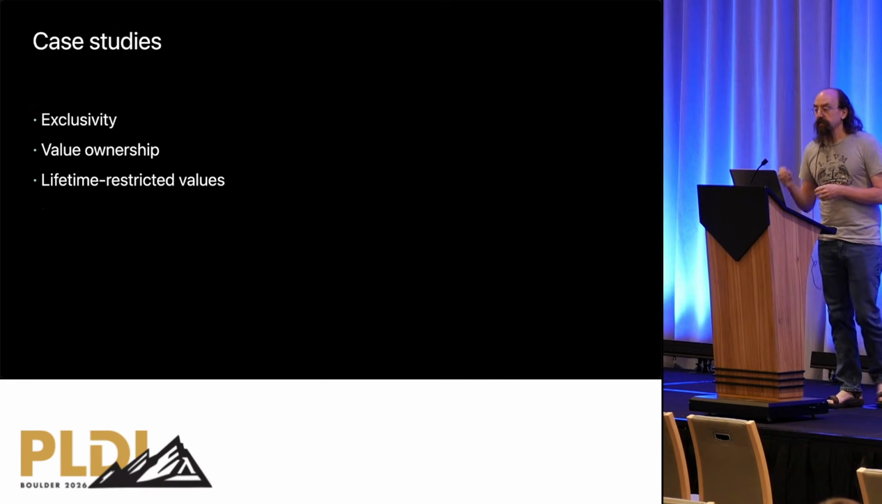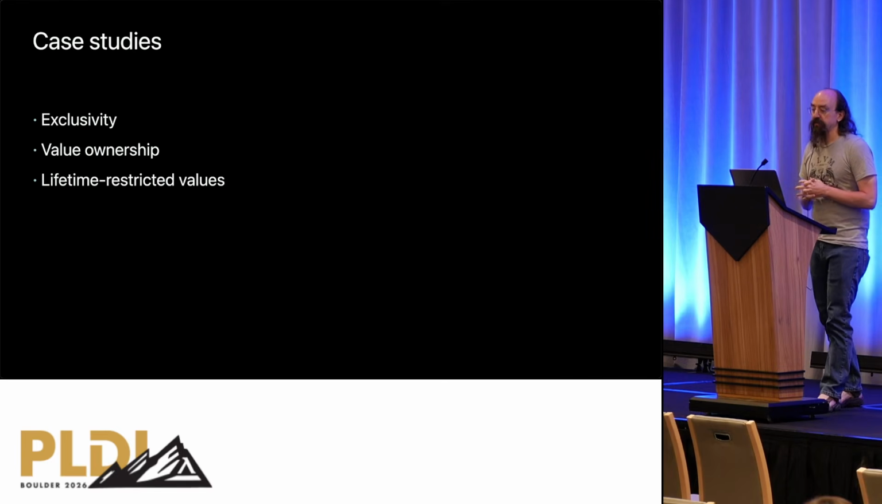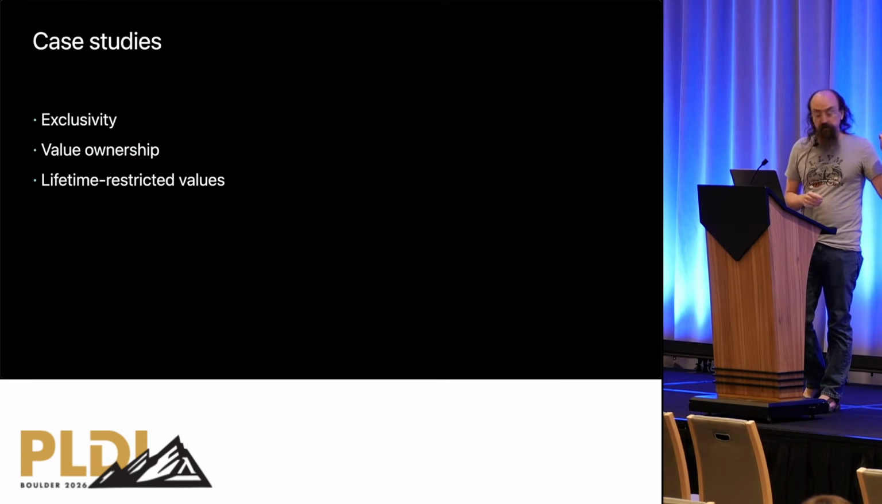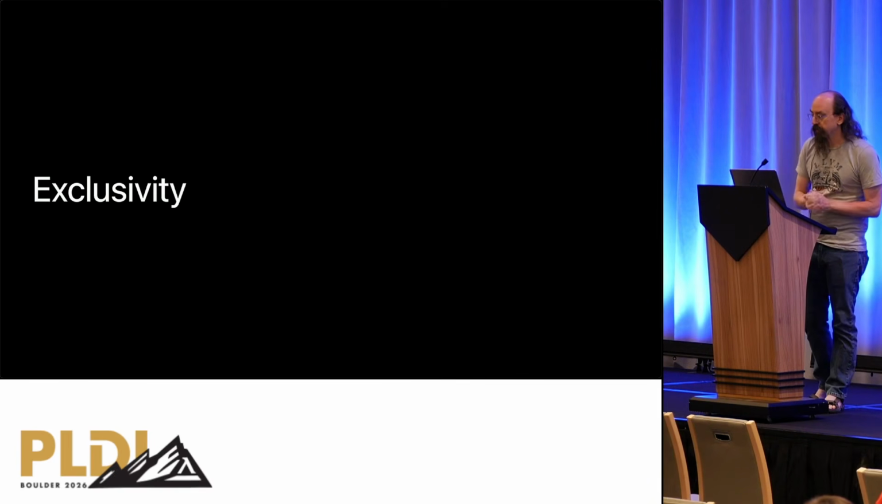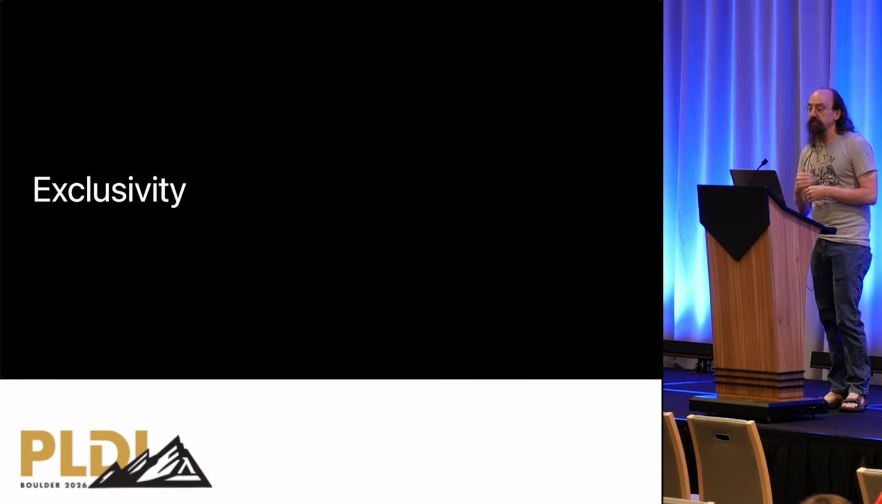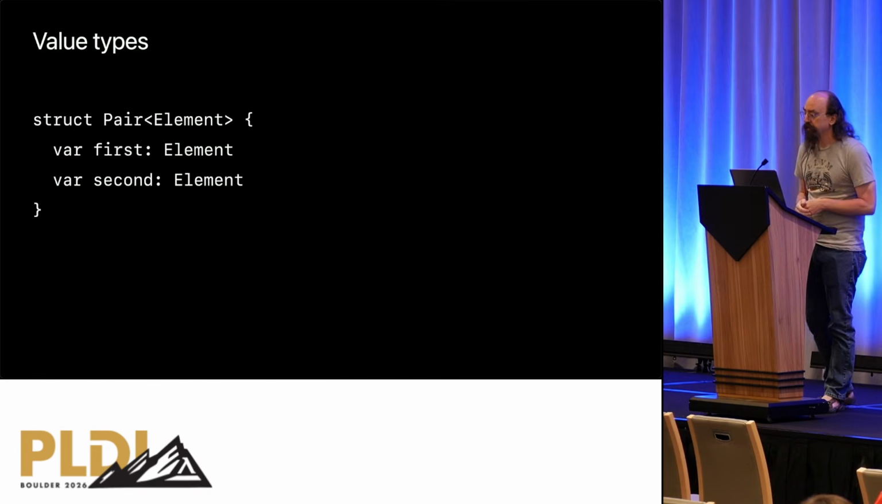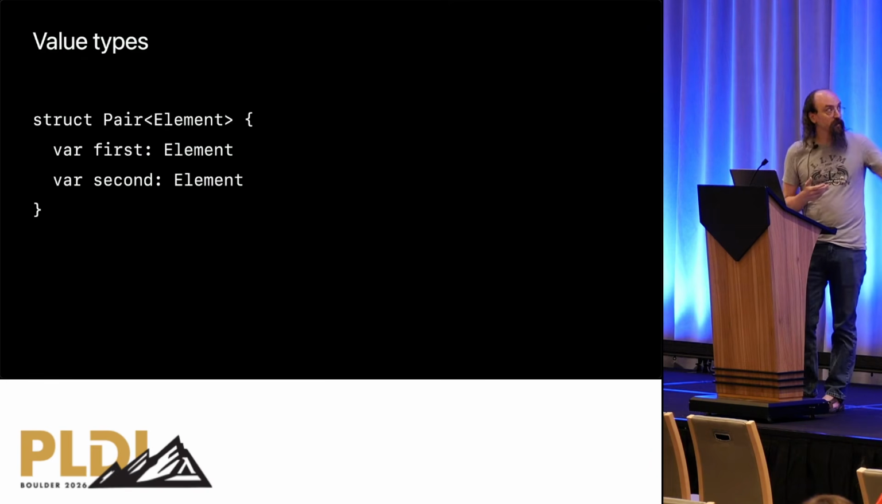In this talk, I'm going to explore that in the context of 3 different interesting feature areas of Swift: exclusivity, value ownership, and non-escapable values. We're going to start with exclusivity. The design of Swift centers around our concept of value types like structs. You can declare a simple struct type like this.